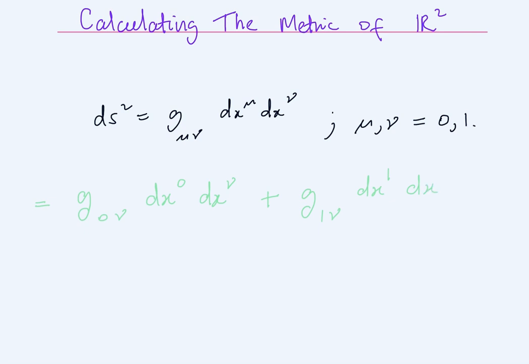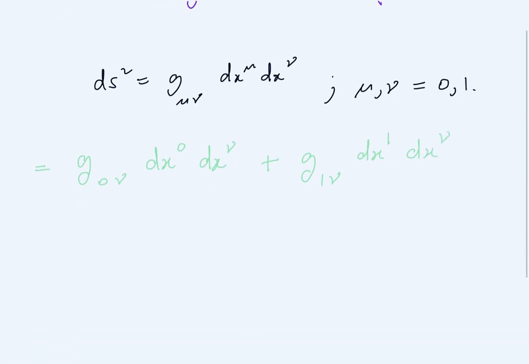dx nu. All right? So that's what we have now. So we're expanding the metric. We're expanding it so that we can be able then to calculate it. All right? So now we have substituted all the values that mu can take on, and that's, of course, 0 and 1. Now we are left with nu.